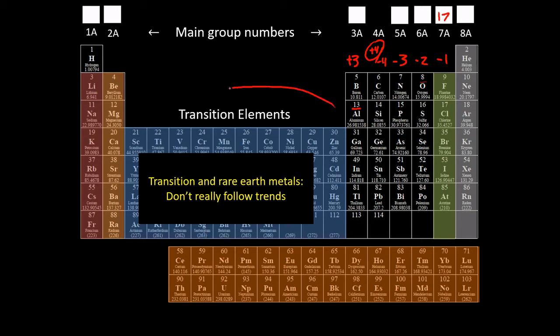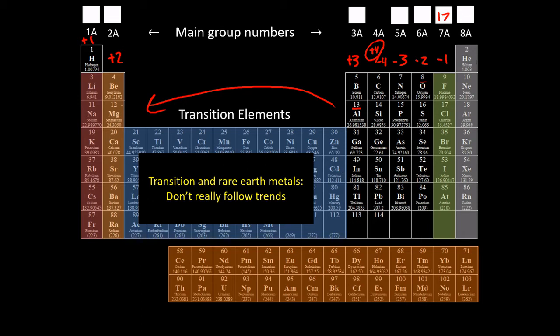We're going to skip over these because they're weird. There's not really a hard and fast rule for these guys to determine what their charge will be. But once we get over here, +2 and +1 are the charges that they are going to be.